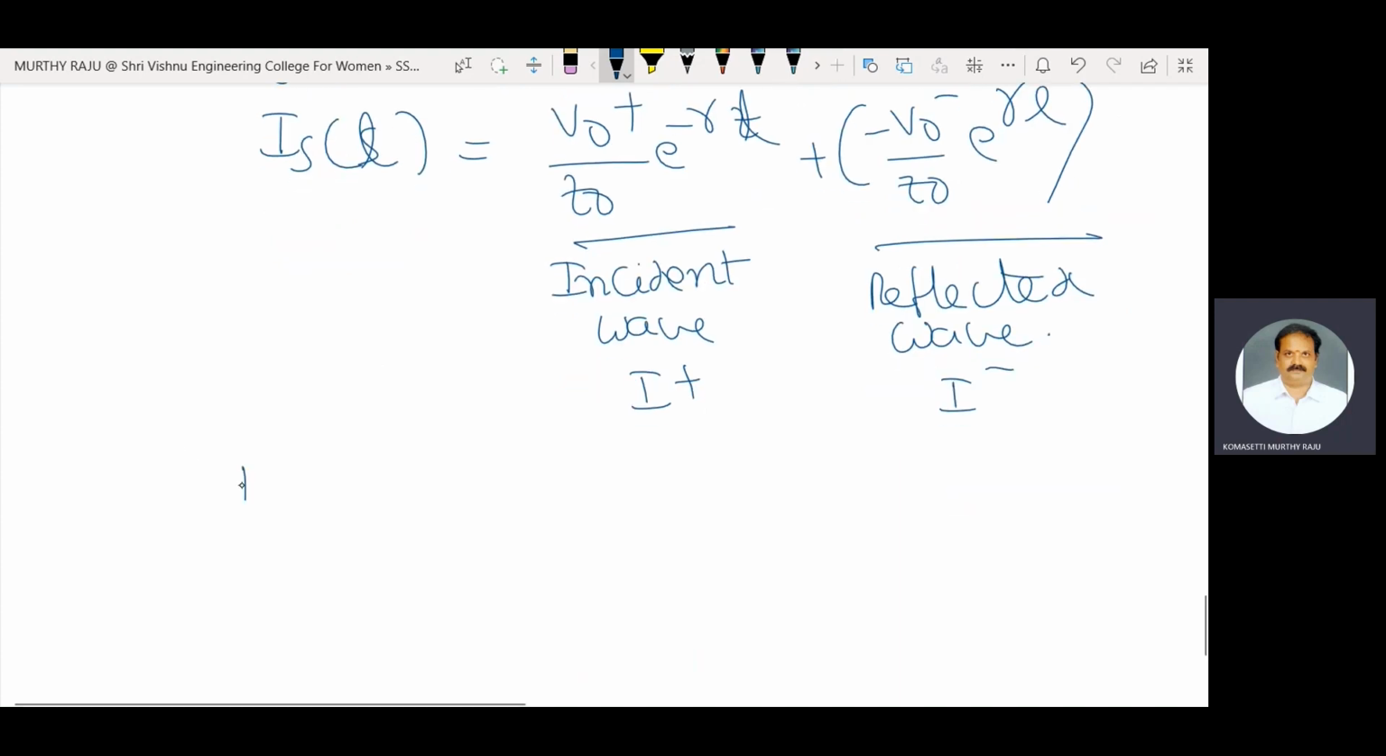I maximum. Similarly to V maximum, I maximum is the maximum current observed on the transmission line when the incident and reflected current waves add in phase. This one is the incident current wave, this one is the reflected current wave. These two add in phase, which means we use the plus sign: mod I plus plus mod I minus.